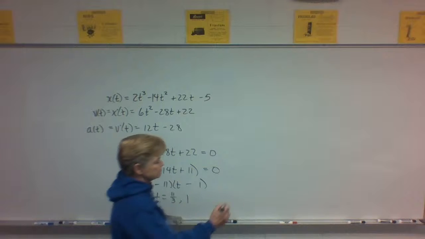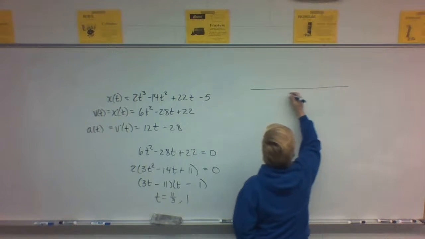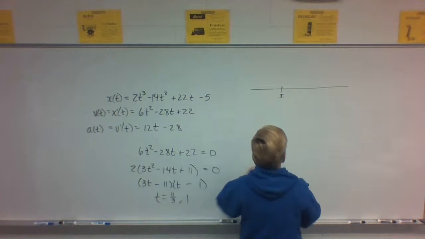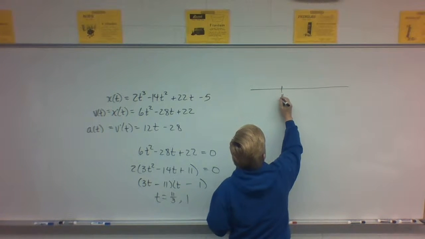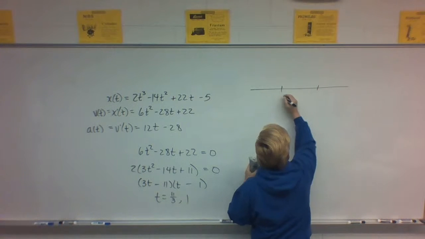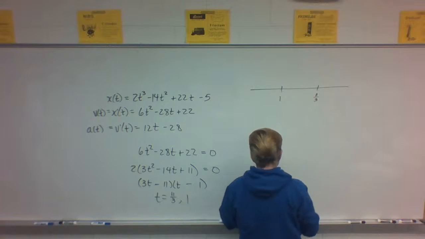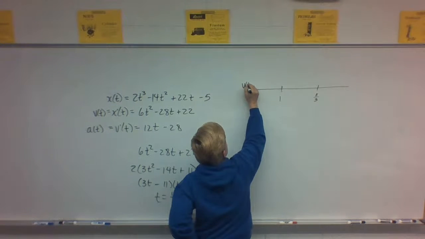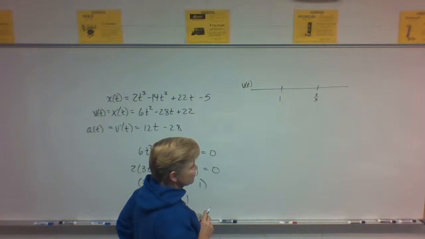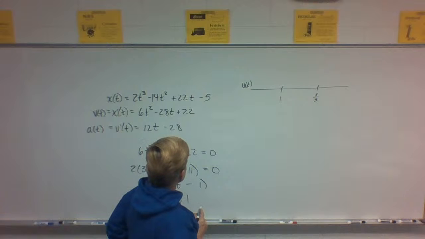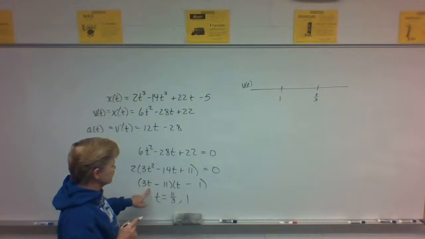Is that right? 11 thirds is above 1. Okay, so we're going to check the velocity, which is the derivative of position, in each of those regions to find out if there's a change in sign. Plug in 0 first. Where do we plug it in? The derivative. This is the easiest plug-in right here, in my opinion.